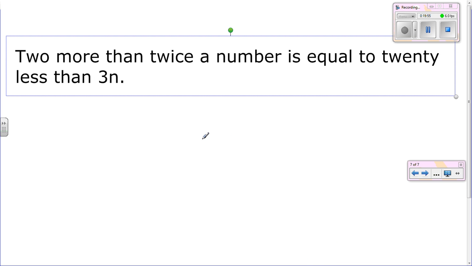Okay, last problem, then you can go on to your assignment. 2 more than twice a number. So we start with twice a number, and then it's 2 more than that, is equal to 20 less than 3n. So it's 3n minus 20. Now you notice I just put an equal to here. Don't get caught up in inequalities and think you're going to have an inequality each time. I will throw some equals.